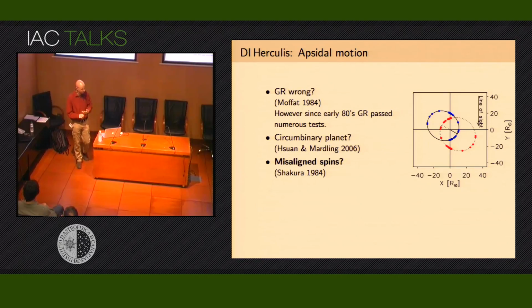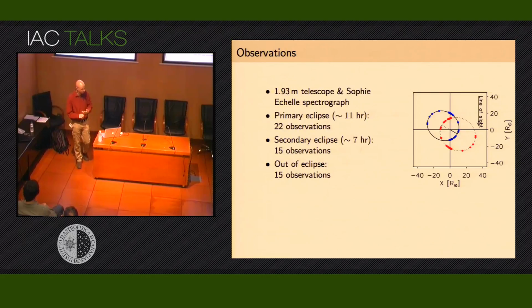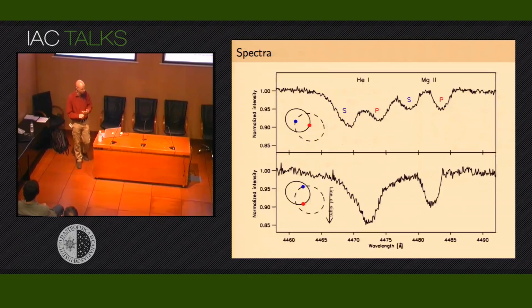However, if the disks are misaligned, then this contribution to the apsidal motion due to the rotation, this flattening, would, after 45 degrees, actually turn out to be a retrograde contribution. So this could also explain this disagreement. So we went out and wanted to check if that's actually the case. We went to the OHB and observed the system during the two eclipses and out of eclipse.